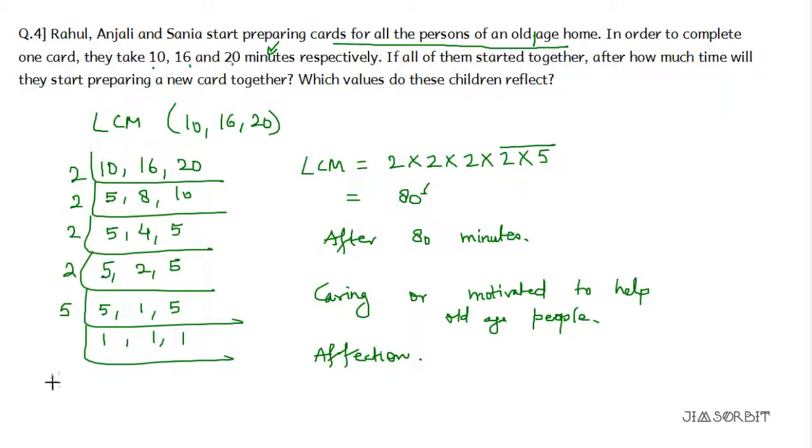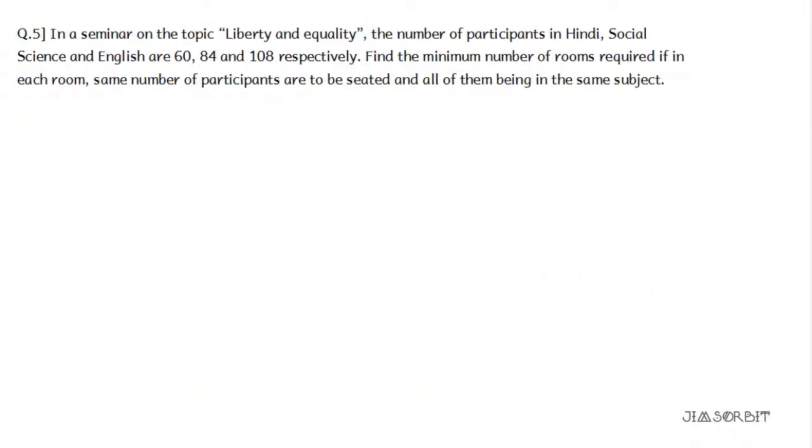Okay, let us take the last problem now. I hope that so far you have understood how we are dealing with this. This is the last problem, and you just read the question and try to understand before I tell you. Okay, let's begin now. In a seminar on the topic Liberty and Equality, the number of participants in Hindi, Social Science and English are 60, 84 and 108 respectively. Find the minimum number of rooms required if in each room the same number of participants are to be seated, and all of them being in the same subject.